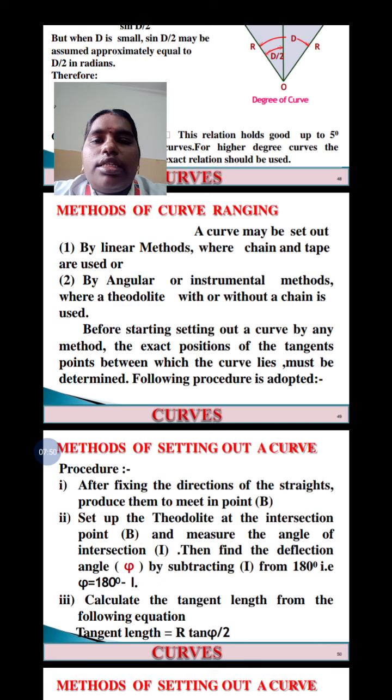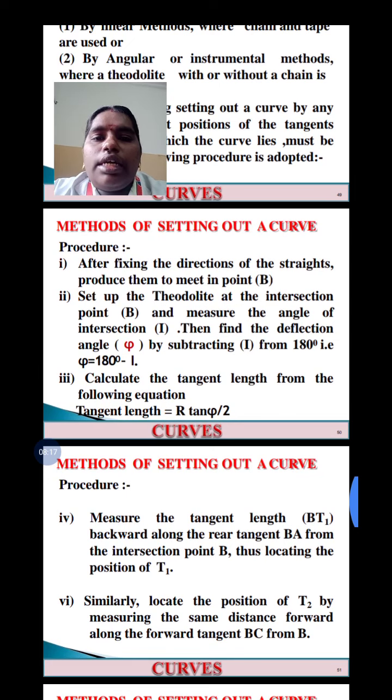The next one is methods of curve ranging. This curve ranging has two methods. First one, linear method. Second one, angular or instrumental method. In the linear method, the instruments used are chain or tape. In the angular or instrumental method, the instrument used is a theodolite with or without chain or tape.